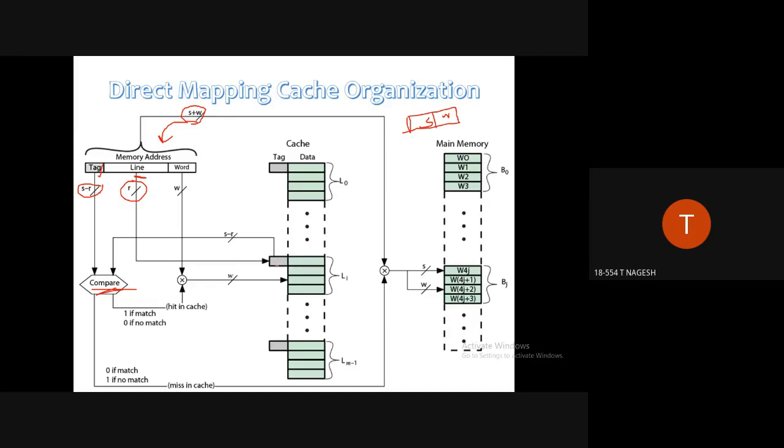Here we have different tags, so all these different tags will get compared here. If the comparison is successful, that means the tag value that is specified here gets matched with the tag value that is there here, that means any one of these cache lines might have the tag value.